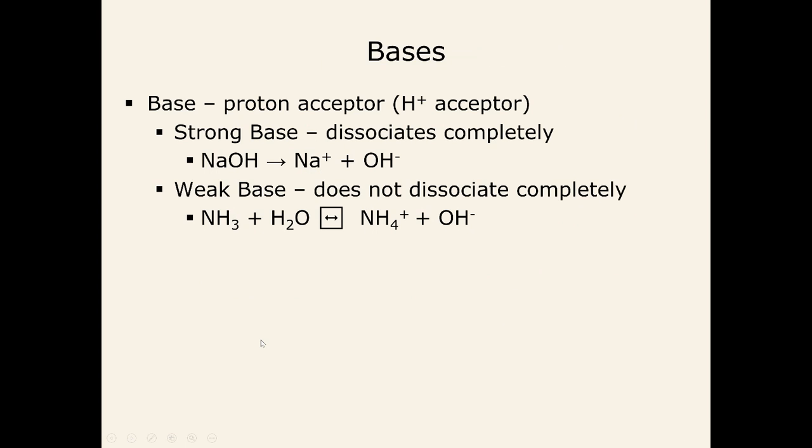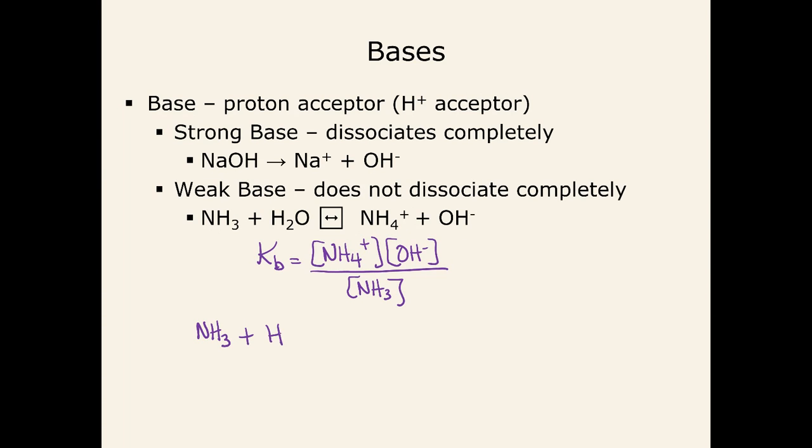Bases, strong bases, NaOH, metal hydroxides, and then weak bases. The most famous one is ammonia, NH3, which does not dissociate completely. We can talk about Kb's, the equilibrium constant for a base, products over reactants. And then just remember, though, that our equation is NH3 plus water to make NH4 plus and hydroxide.